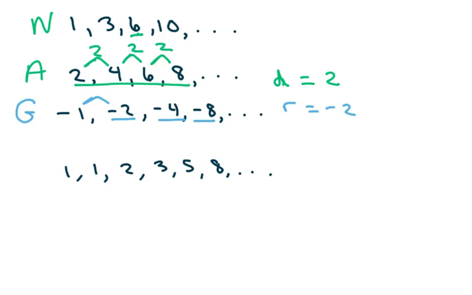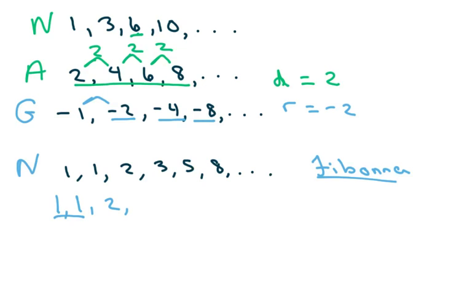And the last one here, obviously, is neither. It doesn't have a common ratio. This is your Fibonacci sequence. I should have spelled this. Fibonacci. Something like that. Okay.